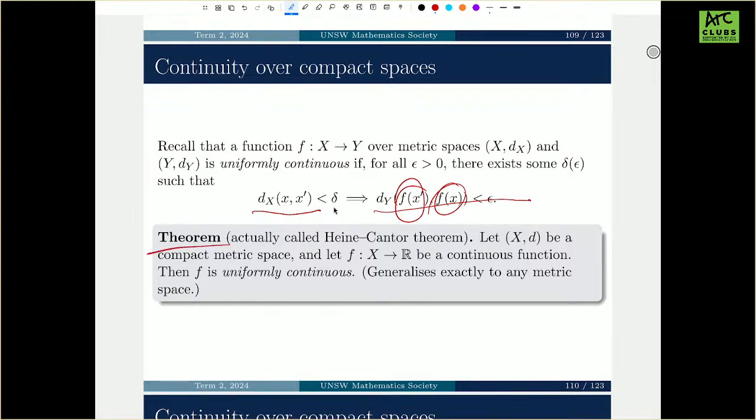Here's another theorem. It's actually called the Heine-Cantor theorem, but it's not named in the notes. Let X be a compact metric space, and let f be a continuous function to the reals. Then f is uniformly continuous. And this result actually generalizes to any metric space, not just to R.